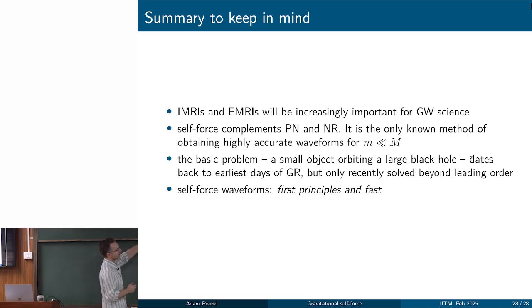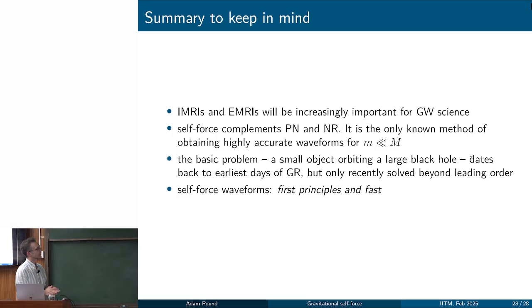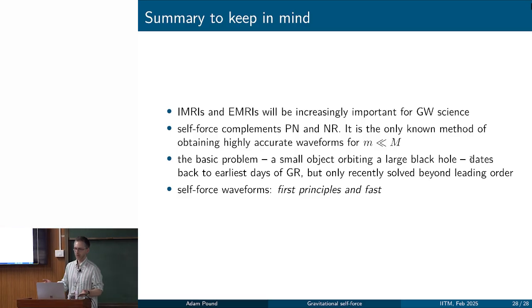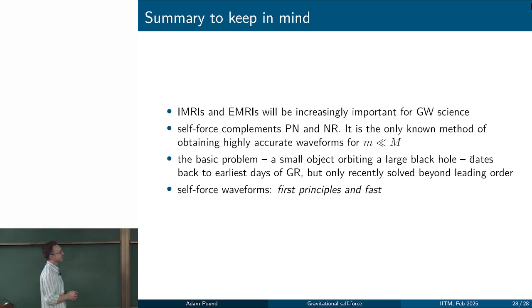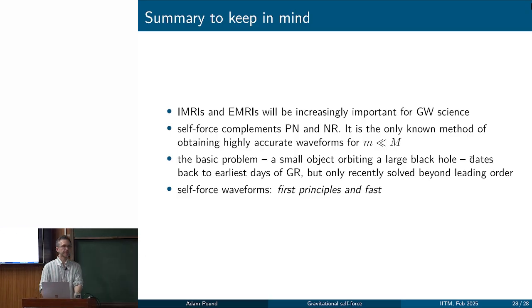Now, the other thing is kind of thinking where self-force is. It's very complementary to existing methods, or to more developed methods, PN and NR. It's the only known method of obtaining highly accurate waveforms for really small mass ratios. And it seems to cover a surprisingly large amount of the binary parameter space. But also, on a more theory level, it really connects to something very, very basic that we learn right away as soon as we learn GR, which is just a little object orbiting around a black hole. And we're just doing that with more and more accuracy. And kind of the tagline for self-force waveforms: everything we're doing is first principles. We're solving the Einstein equations to get our waveforms, but also the ultimate waveforms we get are fast, which is very different from the NR-based paradigm.